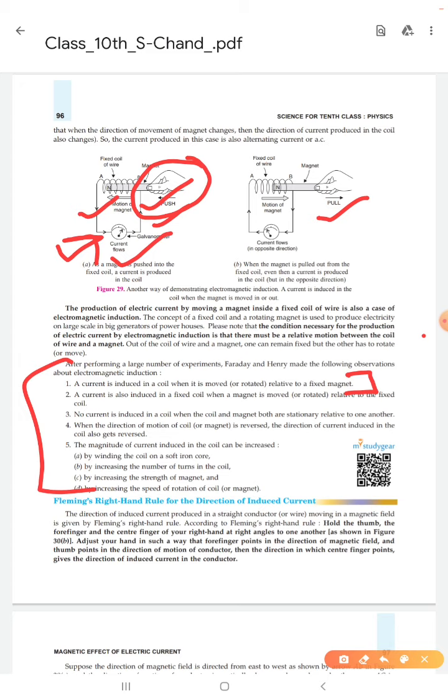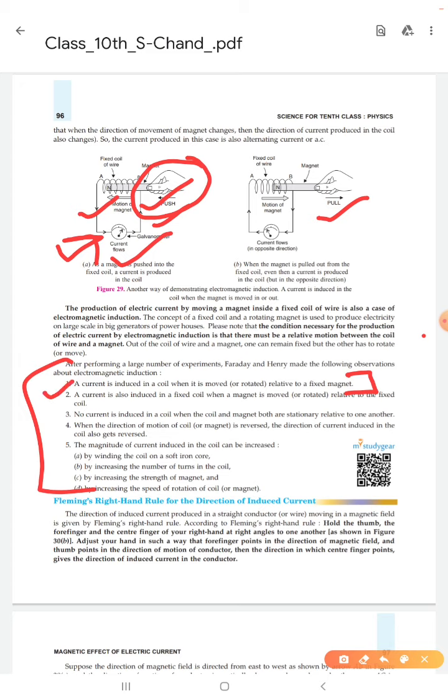So it is observed from the experiments that the important and necessary condition for electromagnetic induction is that there should be a relative motion between the magnet and the coil. If there is relative motion between them, one stationary and one moving, then 100% there would be current in the galvanometer.